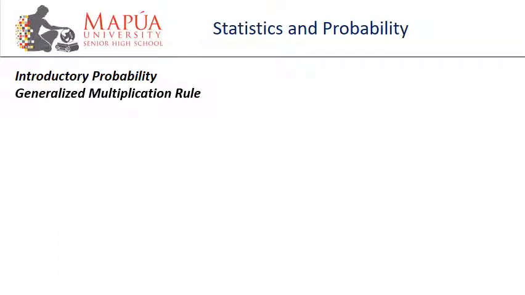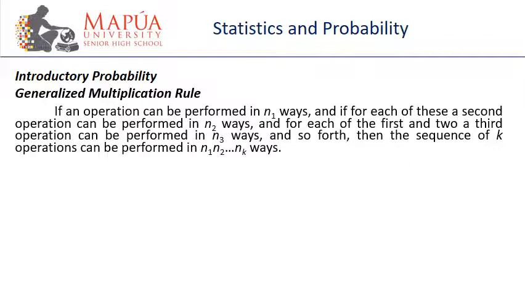There's another type of multiplication rule, which is the generalized multiplication rule. If an operation can be performed in n sub 1 ways, and if for each of these a second operation can be performed in n sub 2 ways, and for each of the first two, a third operation can be performed in n sub 3 ways, and so forth, then the sequence of k operations can be performed in n sub 1 times n sub 2 until n sub k ways.